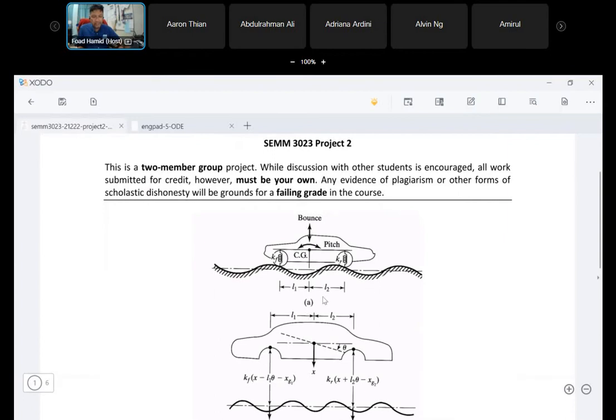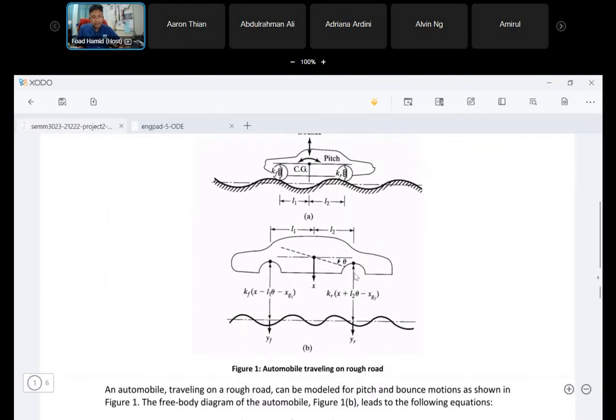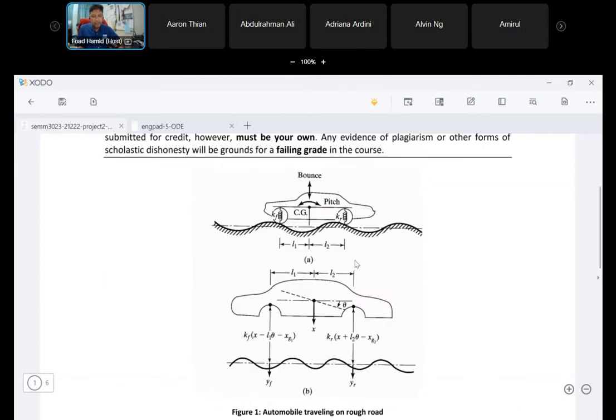This is about bounce and pitch. So when your car is moving along a rough road, your car can bounce. Bouncing means in the Z direction, vertical direction. But in this question, your vertical direction is mentioned as x. And then you also have what we call pitch, which is forward and backward rotational motion, and this is called pitch.